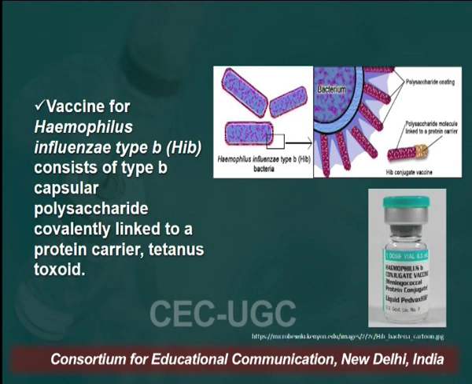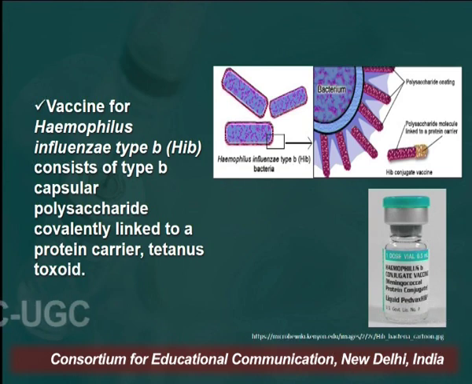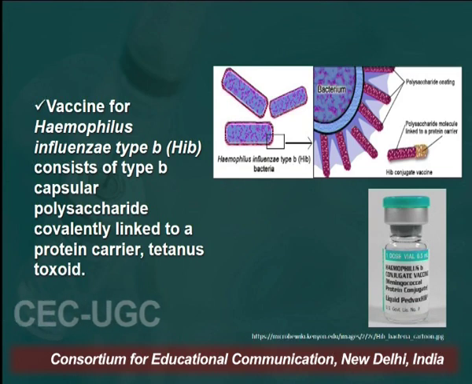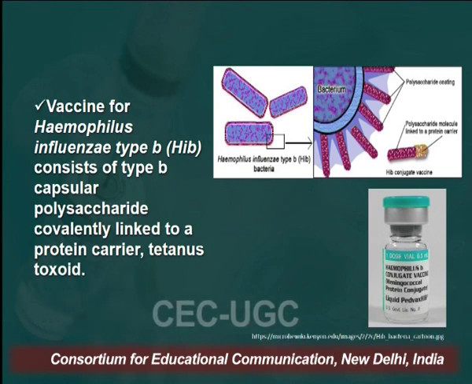So we can see over here in the image, the red part which is showing is the polysaccharide capsules which are present on the surface of these particular things. As these polysaccharides are taken out or purified, they are linked with protein carrier molecules such as the tetanus toxoid, and they are then formulated as the vaccine.